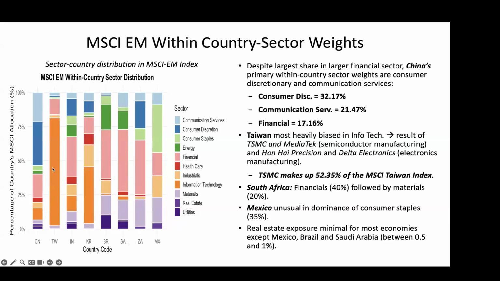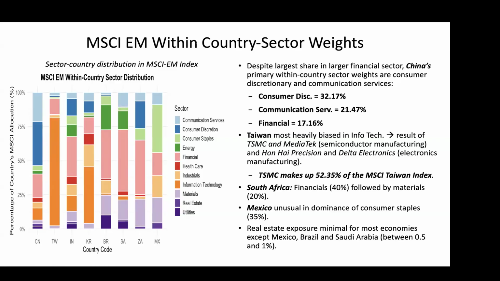Taiwan is essentially a TSMC play, right? So that's the dominant information technology and a little bit of media tech. Semiconductors is what Taiwan is essentially about. Interestingly, for China, there's a little bit more diversity. So they've got consumer discretionary, which is Alibaba, I believe, communication services at 21%, and then financial, right? So you can see there's a little bit more dispersion in China's exposure across different sectors.